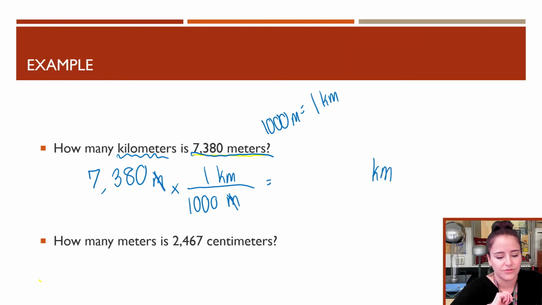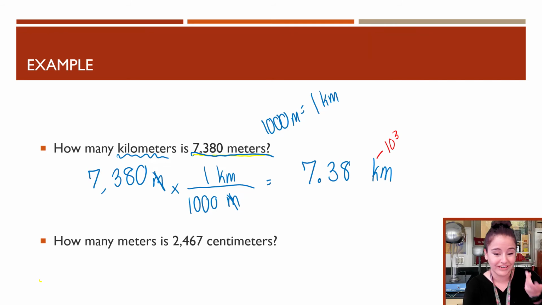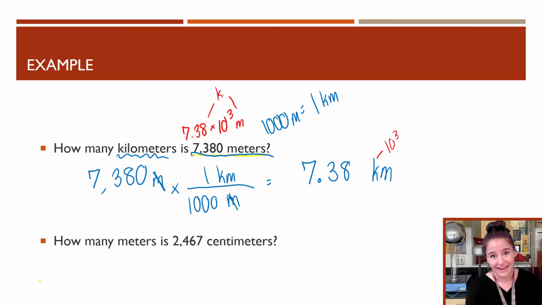And then I have 7,380 times 1 divided by 1,000, which gives me 7.38, aka you're just moving the decimal over 3 times. And this makes sense. A kilometer is 10 to the third meters. So if we put 7,380 meters in scientific notation, it would be 7.38 times 10 to the third meters. The prefix kilo just means times 10 to the third. Okay, cool. Let's look at the next one.